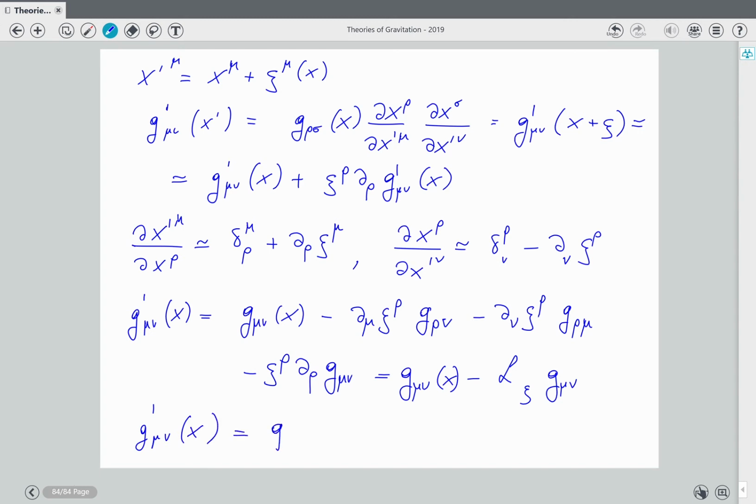This is how the metric changes at the same point x. Okay, so you compare g' not in x' and g in x, but g' in x and g in x. So you study what is the change of g, not what is the change of x. But that's for every field.